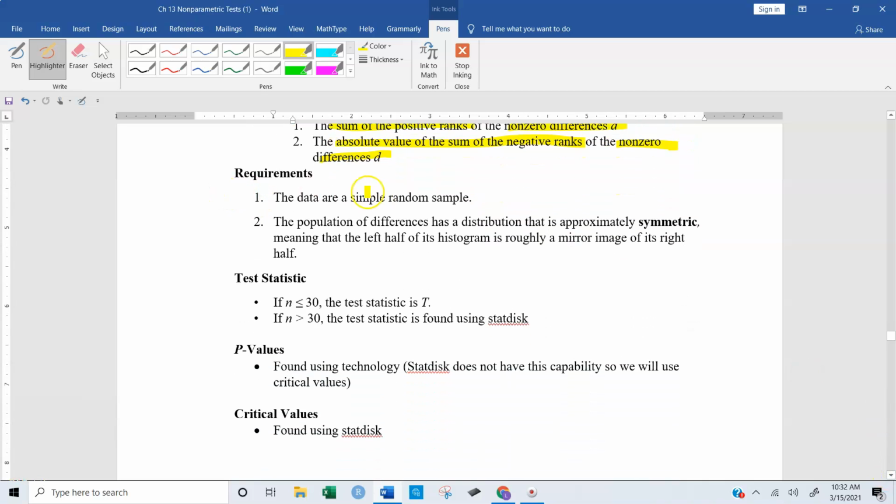Now, the requirements: it has to be a simple random sample, and the population of differences has a distribution that's approximately symmetrical. It means that the left half of the histogram is roughly a mirror of its right. It does not have to be bell-shaped, just a rough mirror. If n is less than 30, the test statistic is T. If it's greater than 30, we're going to use StatDisk. Unfortunately, this time StatDisk does not calculate the p-values. We cannot find this, so we'll only be using the test statistic and the critical value, both found using StatDisk.